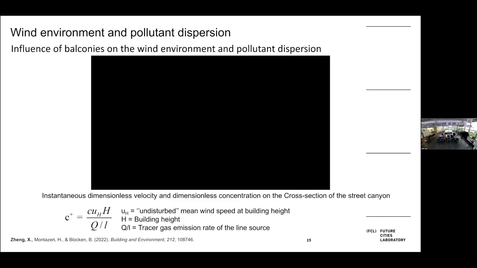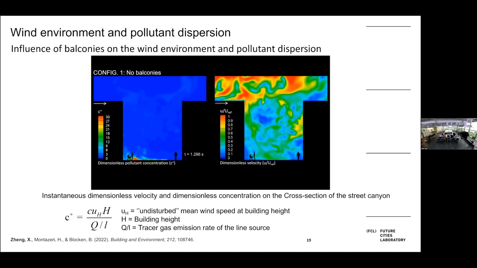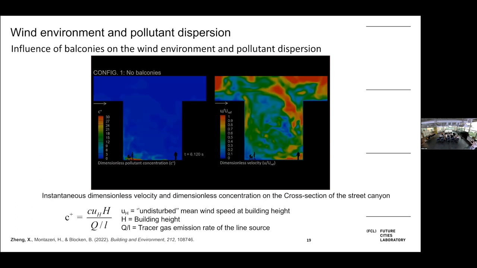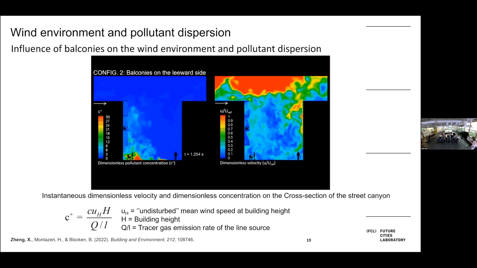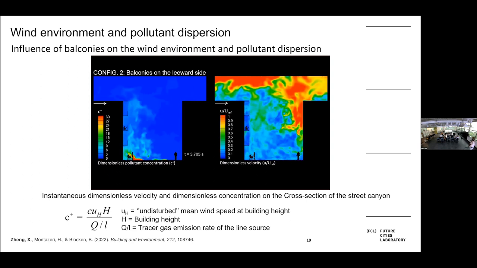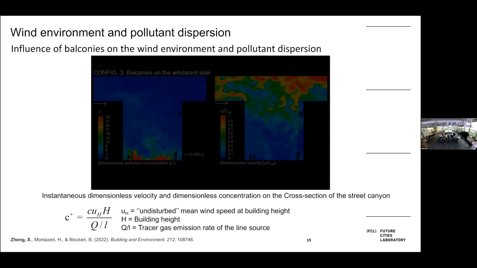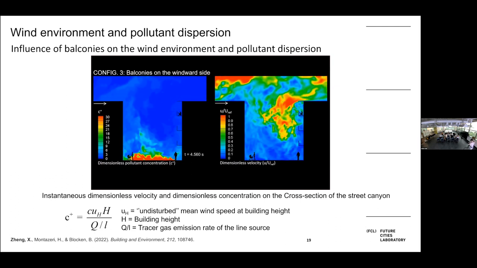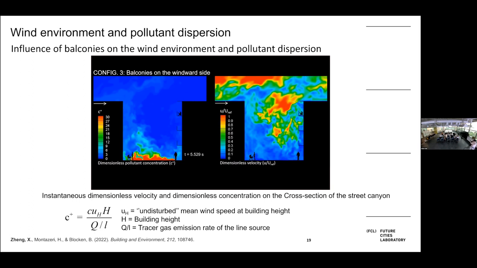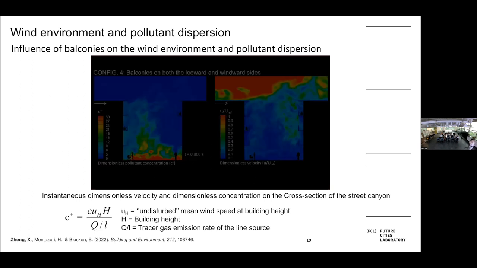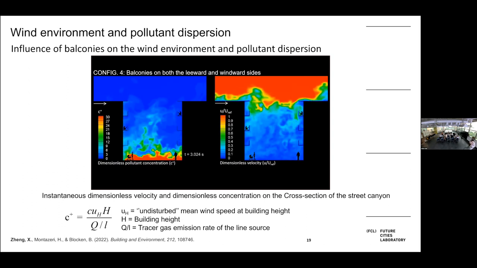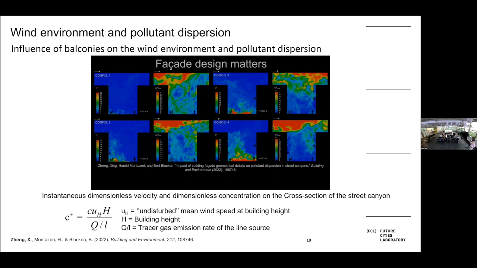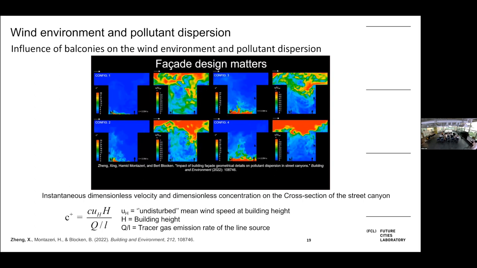So we can see that for the case without any balconies, we can see the high wind speed, and the wind comes from the right hand side, so it can go down. And when we have the balconies on the leeward side, we still see the high winds can go down and remove the pollutant. And here we see the case with balconies on the windward side, and here is the case with balconies on both sides. So we can see in those two cases, the high winds cannot reach the pedestrian area. So we can see clearly from the two animations below, the pollutant accumulates in the pedestrian area.